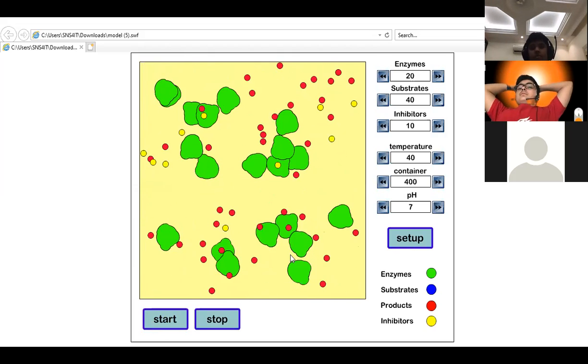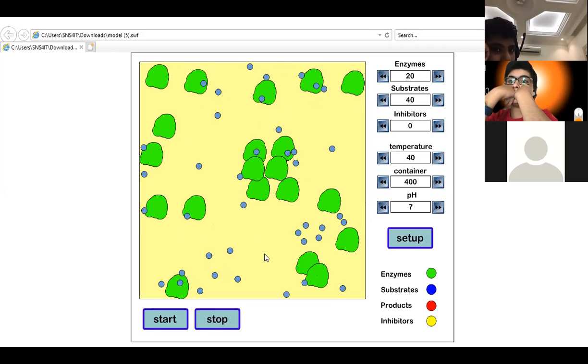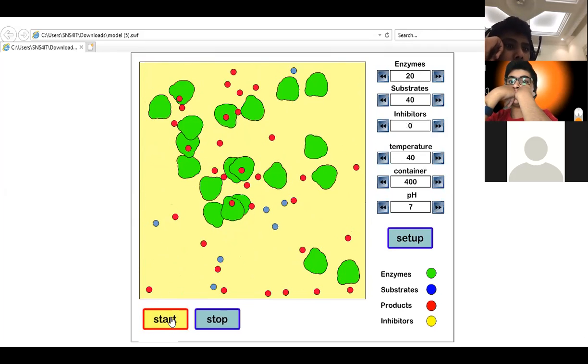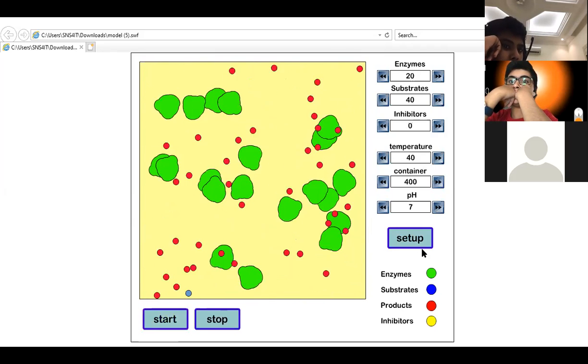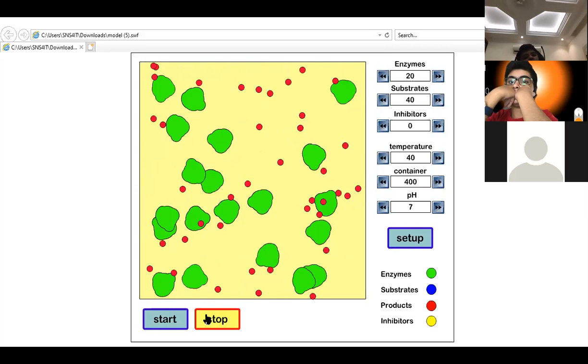Look at this again. The green molecules, the large size, are your enzymes, right? And the blue ones are the food molecules. The red is when the enzyme changes it into a product, and the yellow ones are the inhibitors. I'm going to remove the inhibitors because we didn't study inhibitors. So look at this. If I let them move like this, look how fast they can move. Inhibitors are the blockers. They would stop them from doing their job. And without inhibitors, look, they have finished already. Everything is done within 10 seconds.